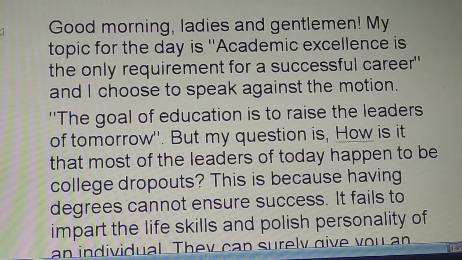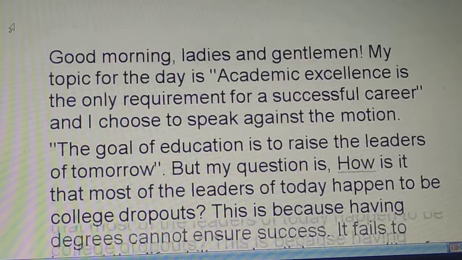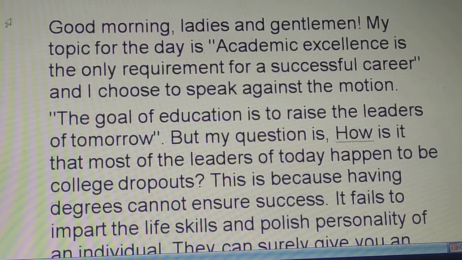Good morning, ladies and gentlemen. But against the motion, you have to write on top. Don't forget. Good morning, ladies and gentlemen. My topic for the day is, you have to mention the topic. It is very important. You cannot forget. Academic excellence is the only requirement for a successful career, and I choose to speak against the motion.